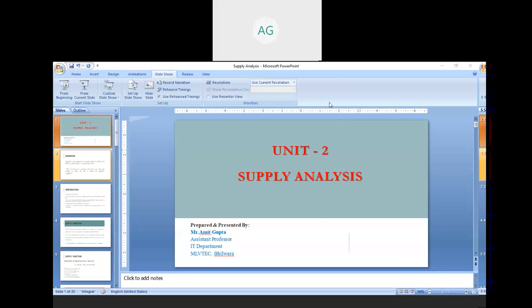Unit 2 is finished here, and the two important topics under unit 2 are demand analysis and supply analysis.